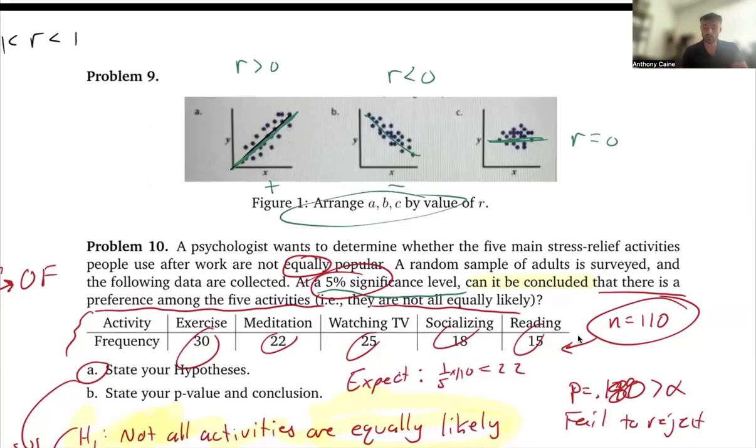So if we had to arrange some figures based on their R value, well, I'm looking at a positive number, a negative number, and a 0. So I guess the negative number, then the 0, then the positive number. So that's how I would arrange these figures based on R value.